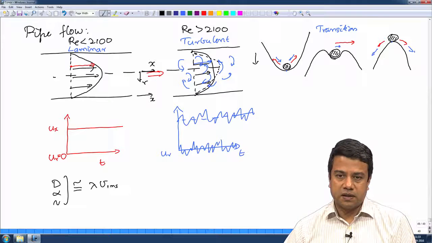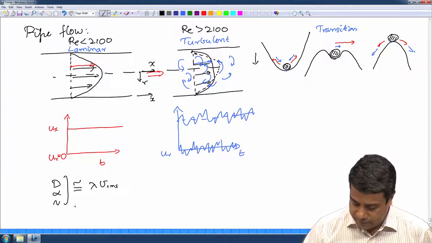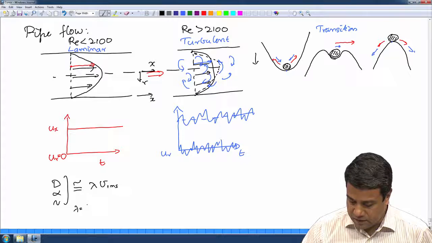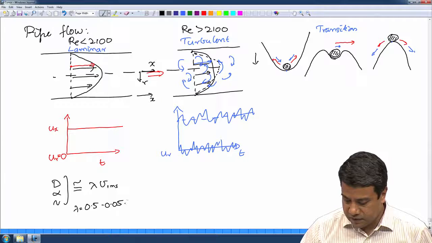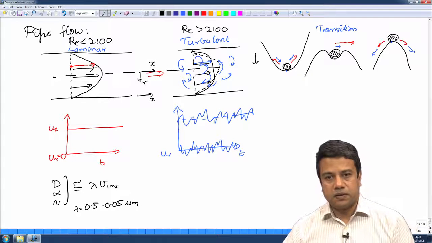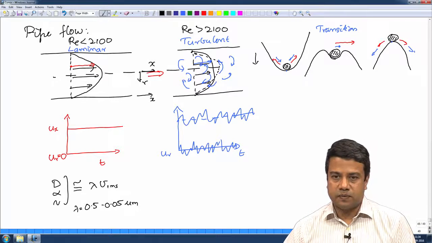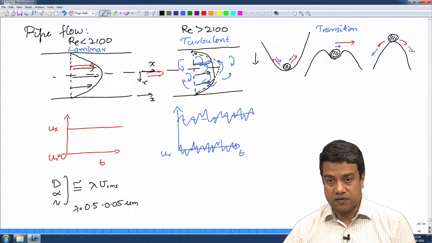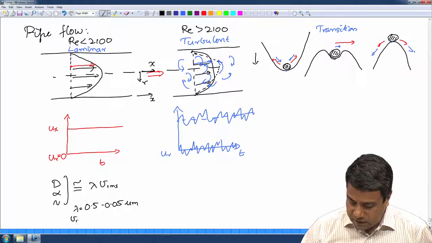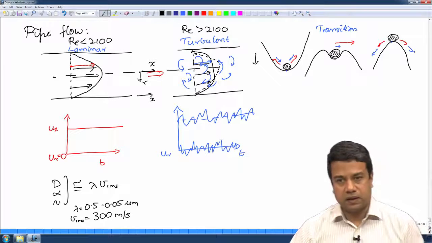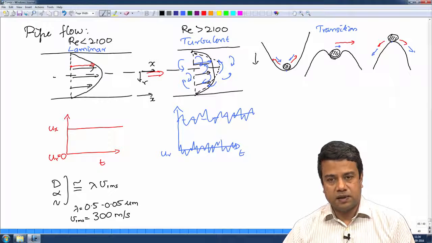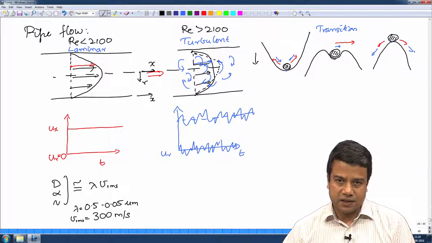The mean free path is of the order of 0.5 to 0.05 micrometers. So, approximately 10 power minus 7 to 10 power minus 8 meters is the mean free path, and the VRMS is of the order of 300 meters per second in gases. In liquids, the diffusivity depends upon the mechanism of transport.